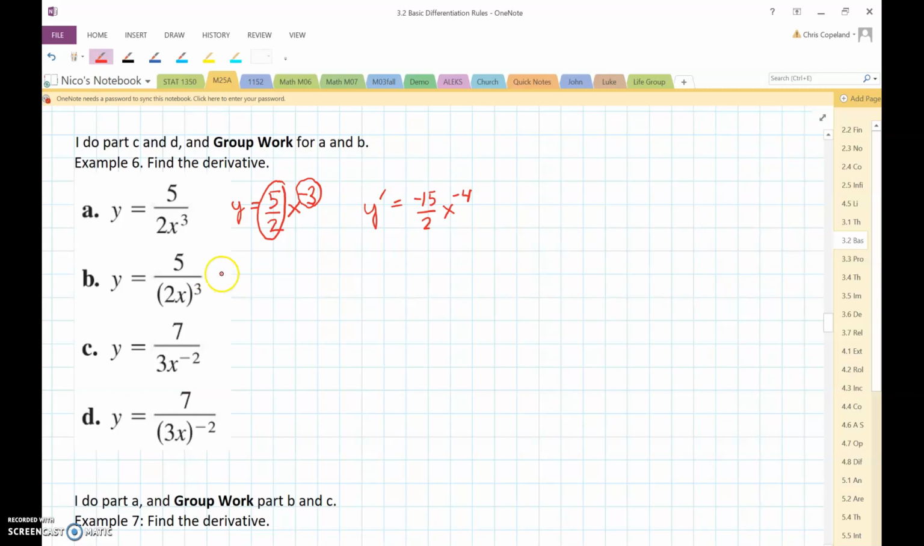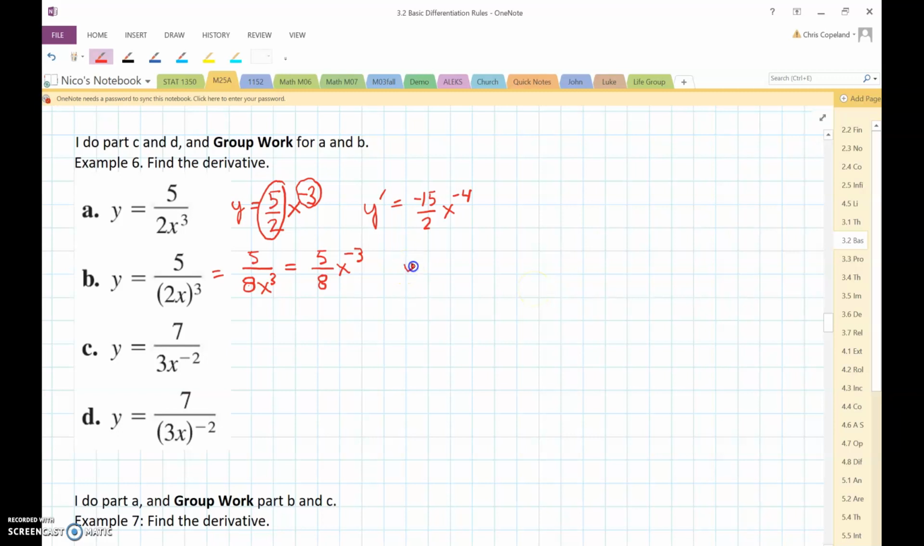Let's look at B. The first thing I would do is rewrite this as 5 over 2x cubed. This would be, if you cube 2, that's going to be 8. And then this would be x cubed. And then I would make this 5 eighths x to the negative third power.